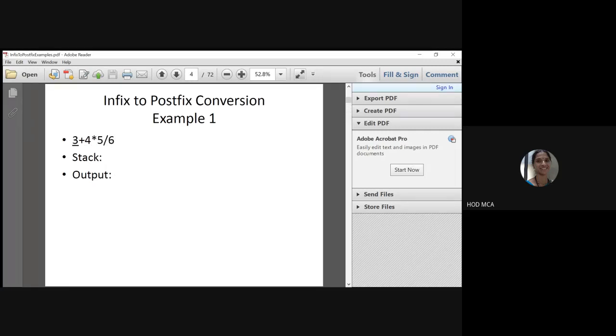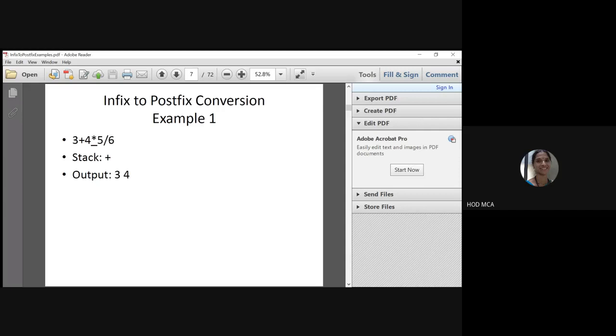So we are given the infix expression 3 + 4 * 5 / 6. I'll go back and explain it from the beginning. We are going to take a stack and also an output string. Whenever we come across an operand, 3 is an operand, we directly take it to the output string. So 3 will come here. Next is plus. Plus is an operator, so we push it into the stack. Next is 4, an operand, so take it to the output string.